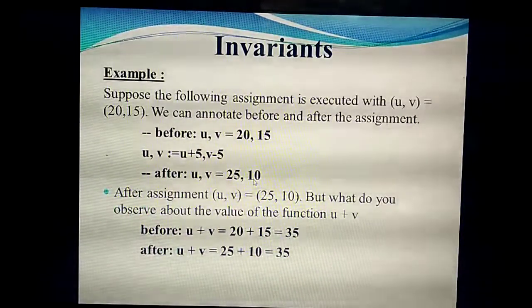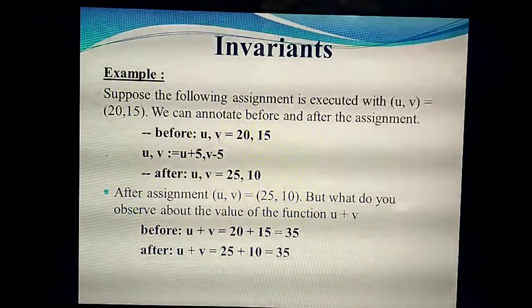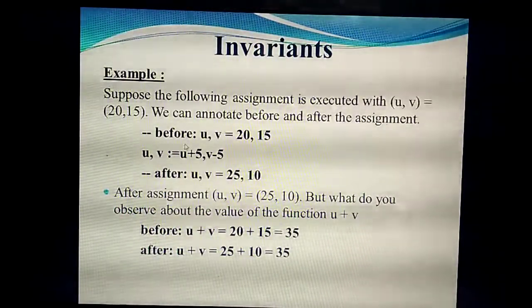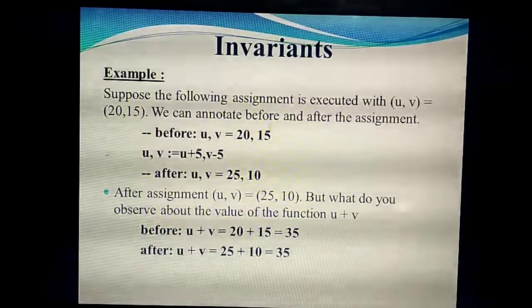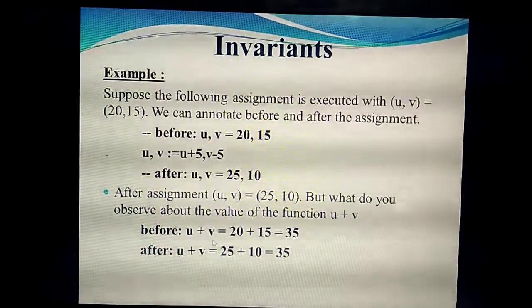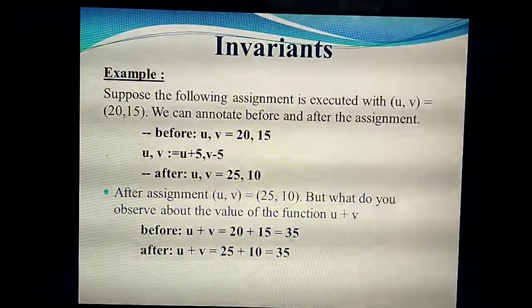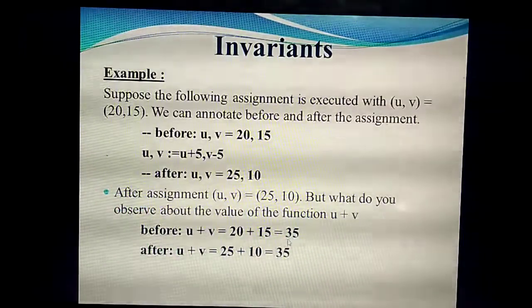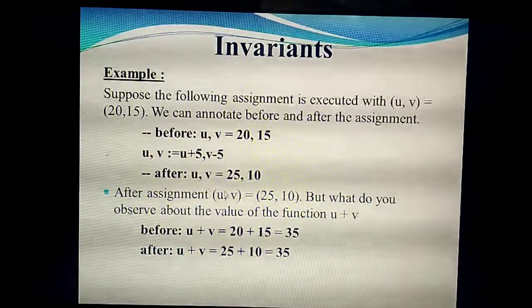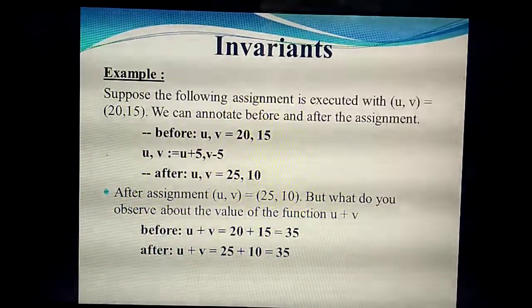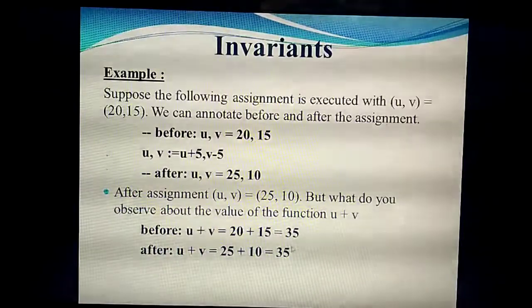Understand? So listen. How we are going to check: first you need to add the value before. Before means the given value. So first you need to add the given values, 20 plus 15, u plus v. Okay, u plus v. Add it. 20 plus 15, what answer will you get? 35. Next, the after value, the last answer you got, that answer also you add. 25 plus 10, what answer are you getting? 35.